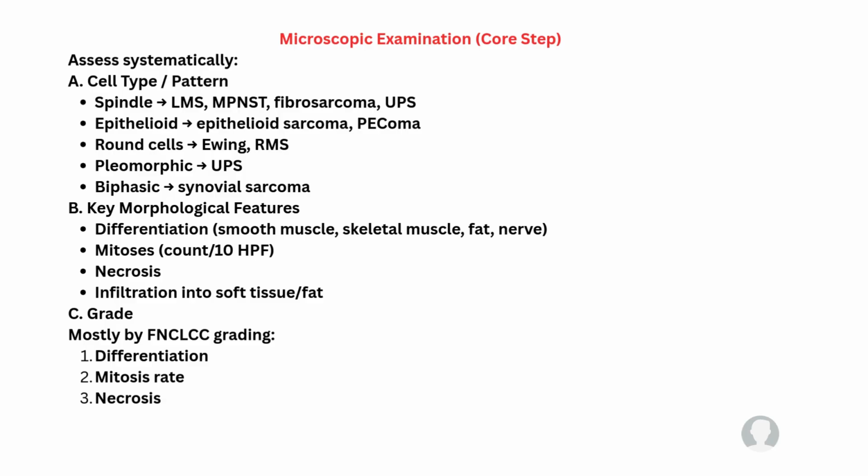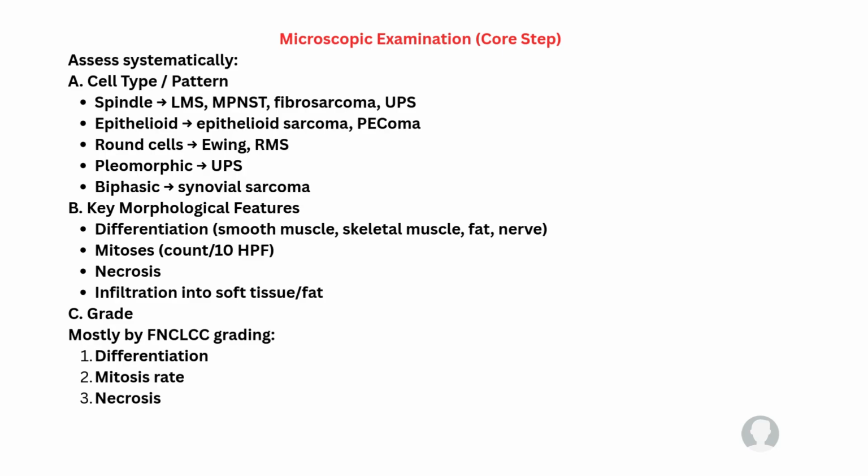So, assess systematically according to the cell type and pattern. If spindle cells are predominant, you can think in terms of leiomyosarcoma, malignant peripheral nerve sheath tumor, fibrosarcoma, and undifferentiated pleomorphic sarcoma. If epithelioid cells are predominant, you can think in terms of epithelioid sarcoma or PEComa. Round cells are seen in Ewing sarcoma and rhabdomyosarcoma. Pleomorphism is noted in undifferentiated pleomorphic sarcoma. Biphasic pattern is noted in synovial sarcoma.